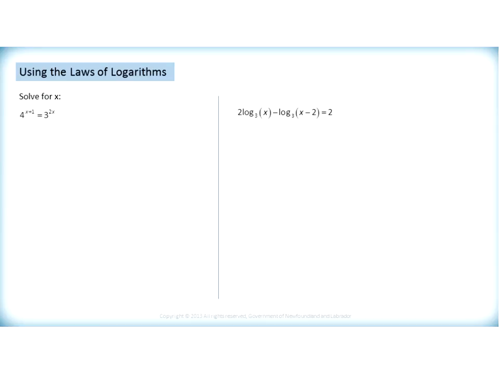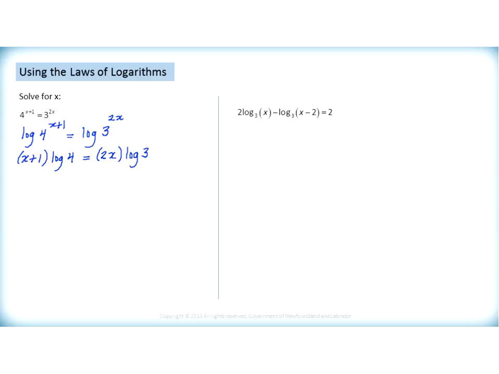In the next examples, we are asked to solve for x in each case. Notice here that we have an exponential equation with different bases. So in order to solve this equation, we need to begin by taking the log of both sides of the equation. And now we can use the power law of logarithms to move the exponents in front of the log. So we have x plus 1 multiplied by the log of 4 to equal 2x multiplied by the log of 3. Notice here that there is no base given to your logarithm, so we know that it's a common logarithm with a base of 10.